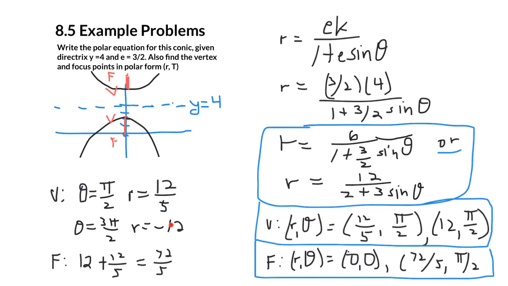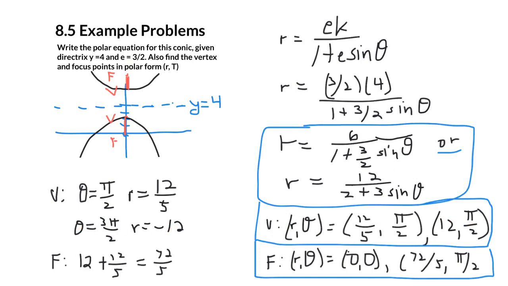And so that's a valid answer, but oftentimes the book will like to not deal with the negative. So instead of 3 pi over 2 and negative 12, they'll rewrite it as an angle of pi over 2 and positive 12. And remember to put the r value first. So I did change it from this to this.